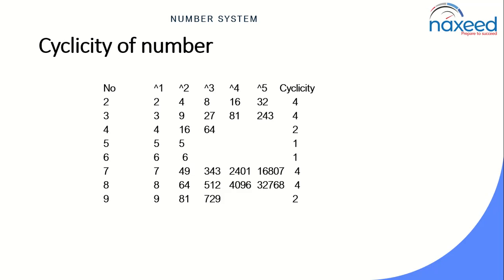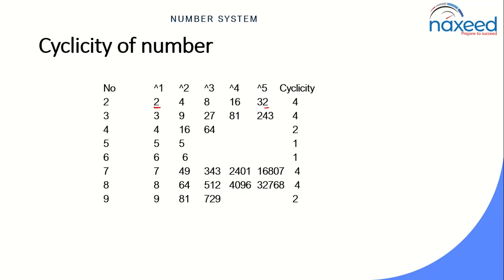We all know 2 to the power 1 is equal to 2, and the unit digit of this number is 2 only. Correct? Now if I do 2 square, it will become 4. 2 to the power 3, it will be 8. 2 to the power 4, it will be 16. 2 to the power 5 is equal to 32. Once again, in power 5 I am getting 32, that means 2 in the unit digit. Getting it?